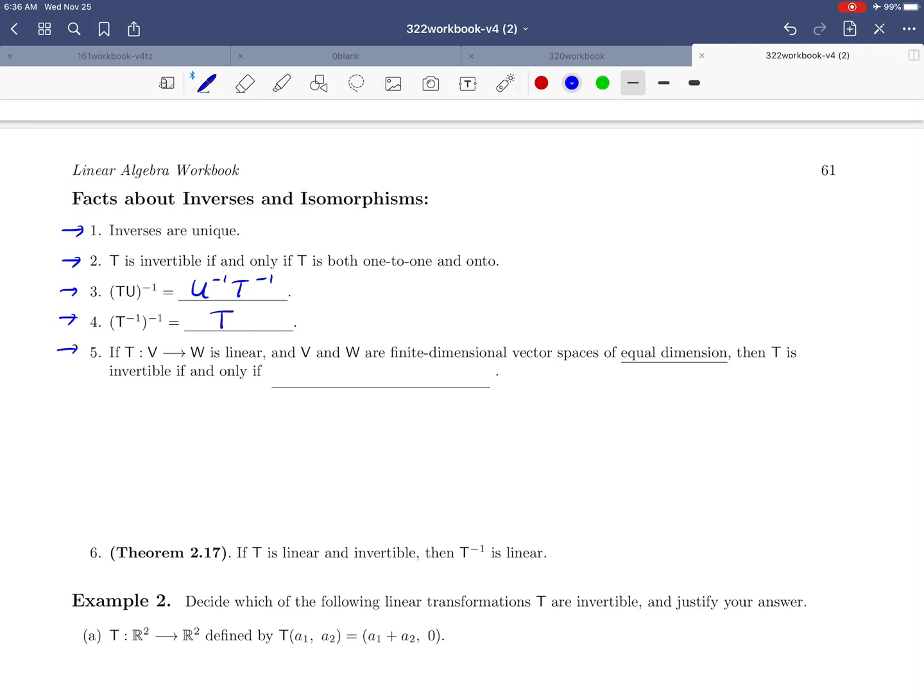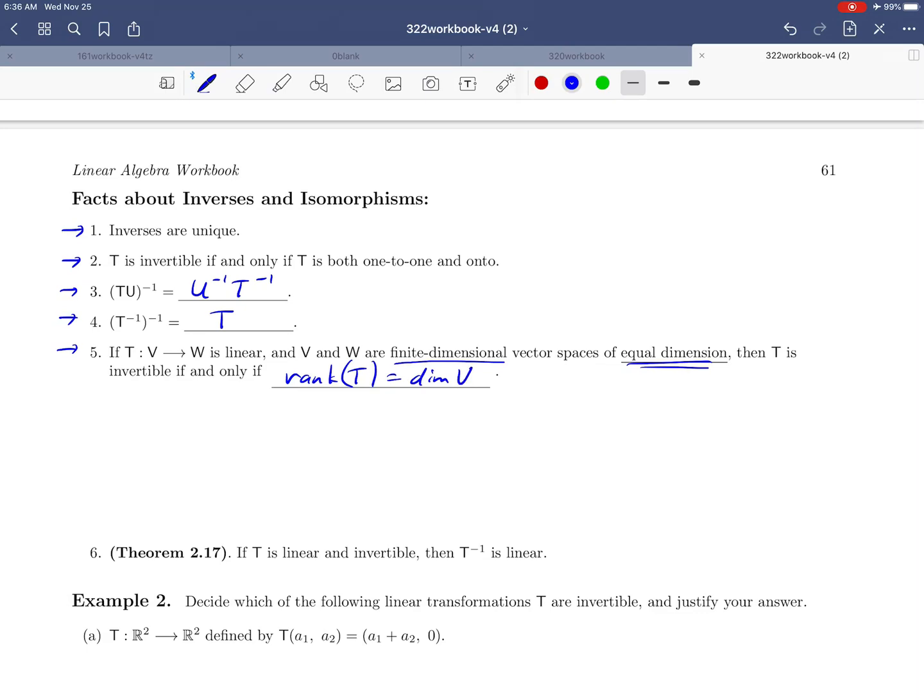Okay, fact number 5, let's see if we can fill this in together. If T going from V to W is a linear transformation, and V and W are finite dimensional vector spaces of equal dimension, kind of a special situation, then T is invertible if and only if the rank of T equals the dimension of V.